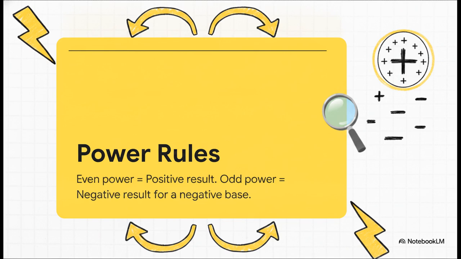A lot of students make mistakes here, so listen carefully. If you have a negative integer and you raise it to an even power, like 2 or 4, the answer becomes positive. But if you raise a negative integer to an odd power, like 3 or 5, the answer remains negative. Let's actually apply this.